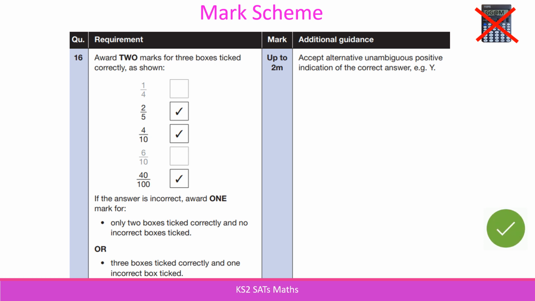The mark scheme on this question shows that we're up to 2m, which means 2 marks. So you get 2 marks for getting the 3 fractions correct that we indicated earlier. You get 1 mark if 2 boxes are ticked correctly and no incorrect box, or you get 3 boxes ticked correctly and 1 incorrect box ticked. So there are 2 different options for being able to get 1 mark depending on what you've done. So make sure you have a look and see how many marks you would have got in the actual exam.